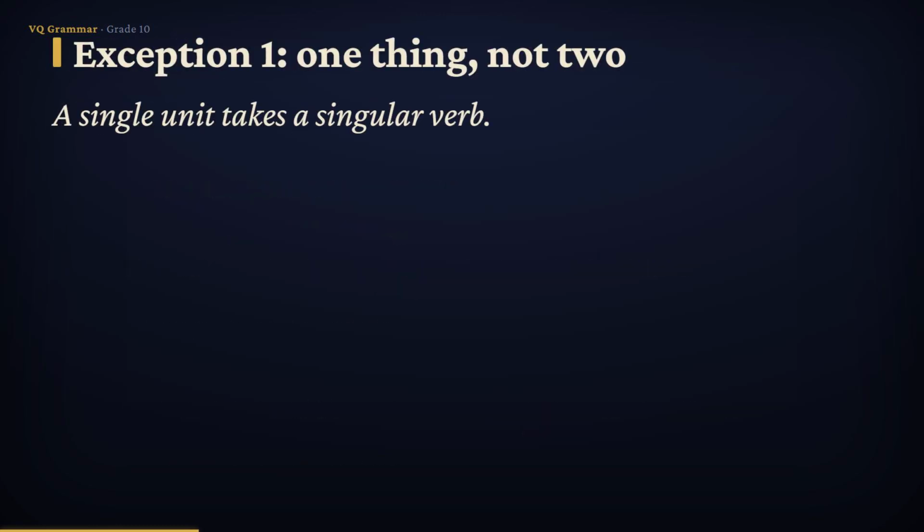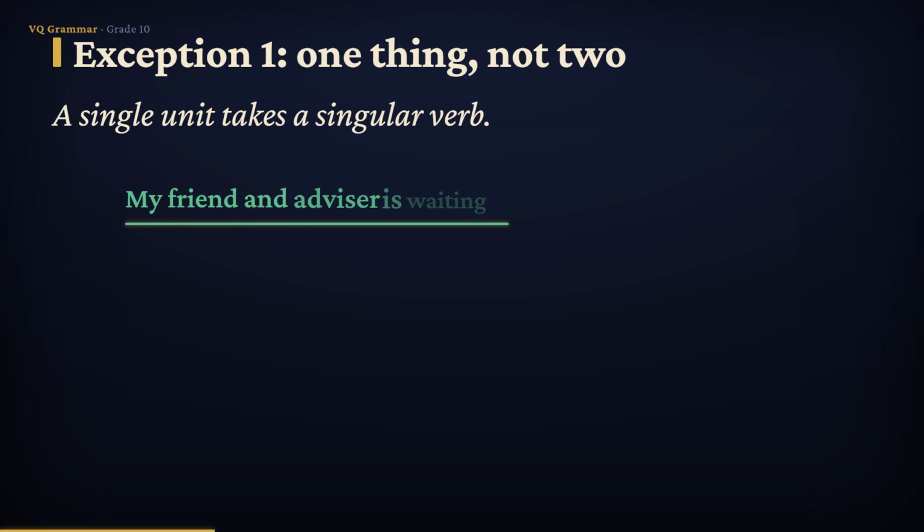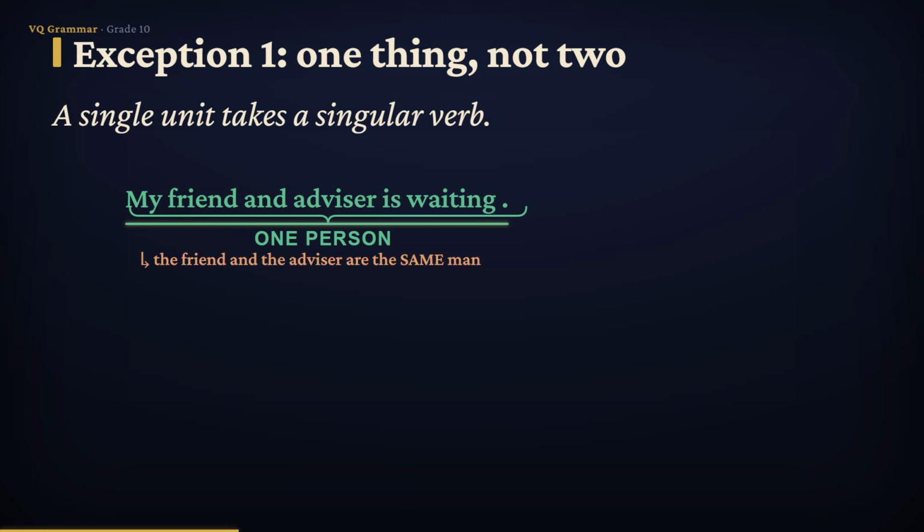Now for the first exception, and it is a good one. Sometimes two words joined by "and" don't name two things at all. They name one. Listen: my friend and advisor is waiting outside. Notice the verb, "is", singular. Why? Because the friend and the advisor are the very same man. One person, one verb. If I truly meant two different people, I would have to write, "my friend and my advisor are waiting," repeating that little word, "my".